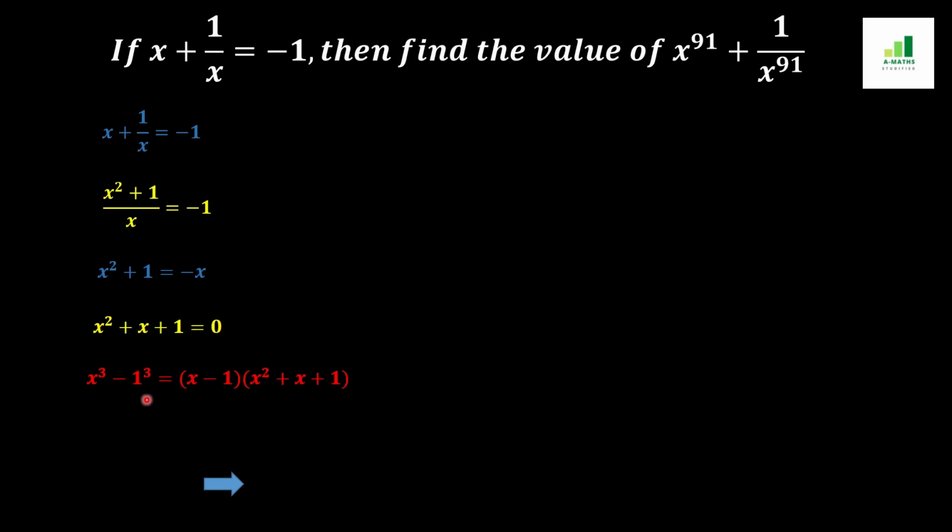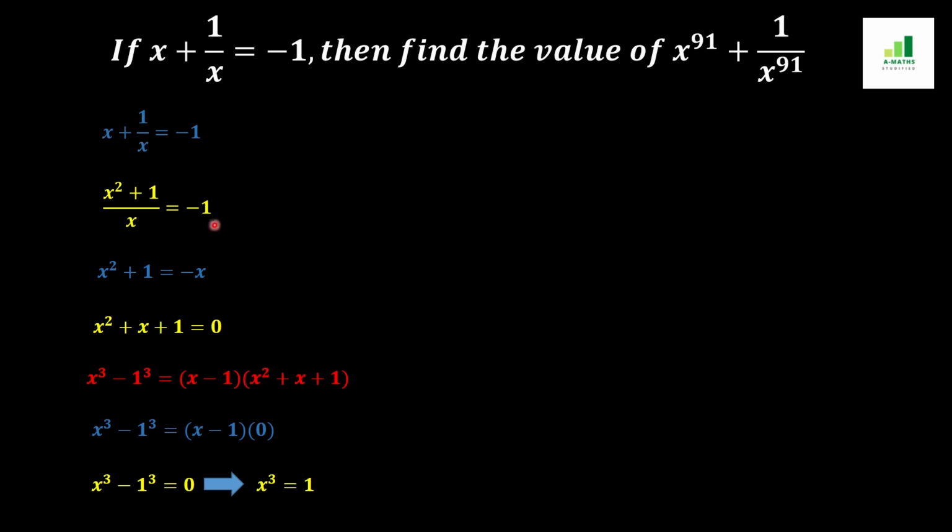So here in this equation we replace the value of x square plus x plus 1 with 0, and we will get x cube minus 1 equal to x minus 1 into 0, so x cube minus 1 equal to 0. Now this minus 1 will move to the other side of the equation and convert into a positive sign, and we will get x cube equal to 1.